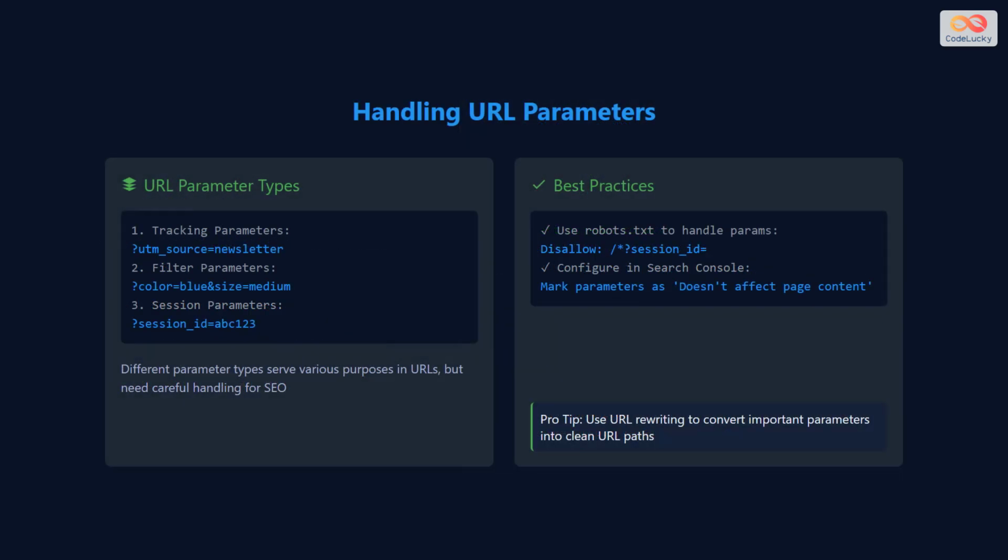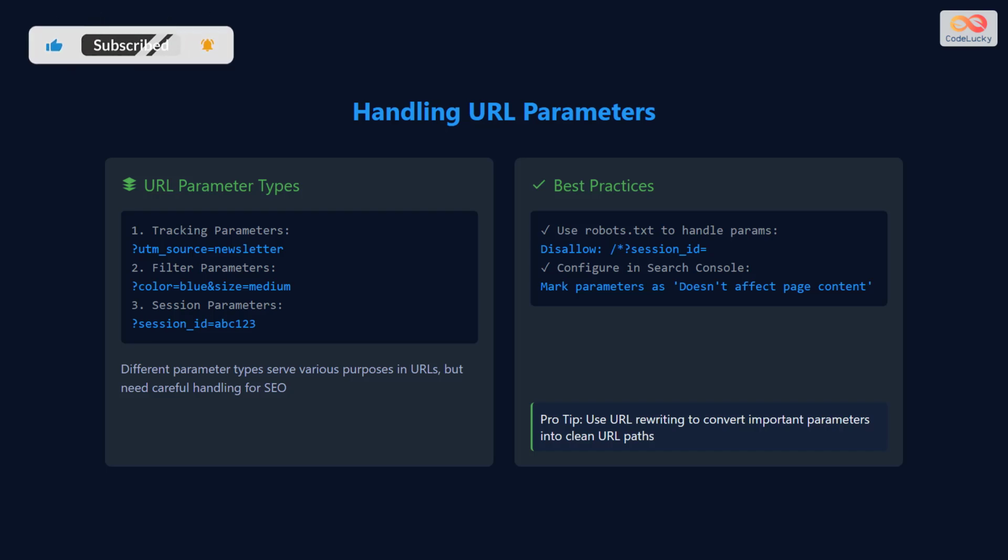It is important to understand how to handle URL parameters. There are several types of parameters. For example, tracking parameters, filter parameters, and session parameters. These parameters serve different purposes, but they require careful handling for search engine optimization.